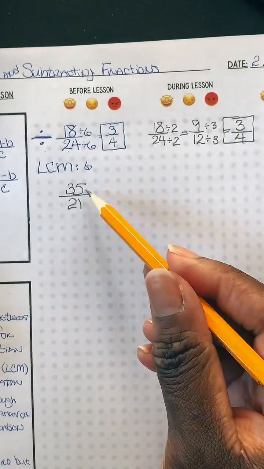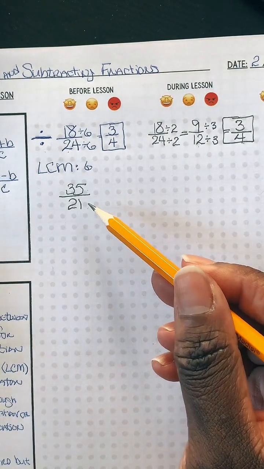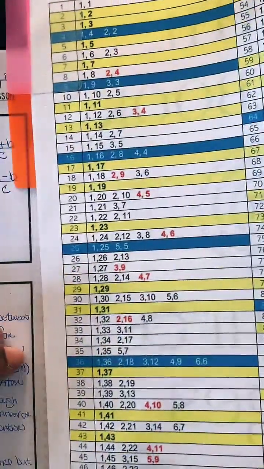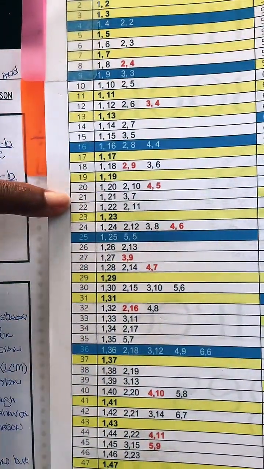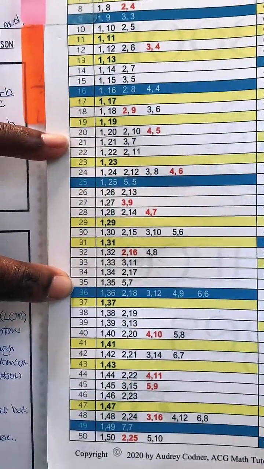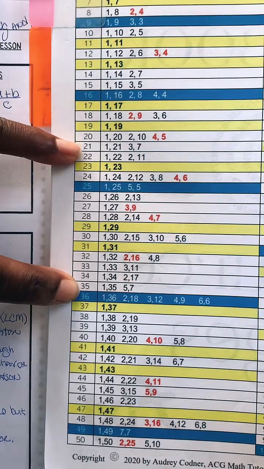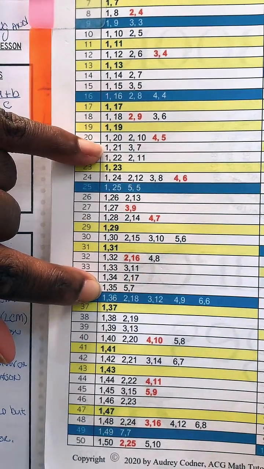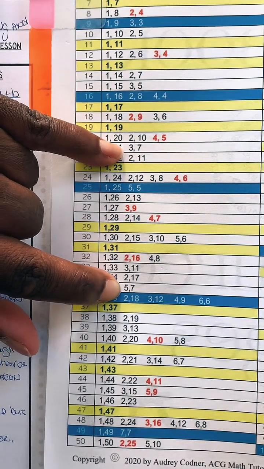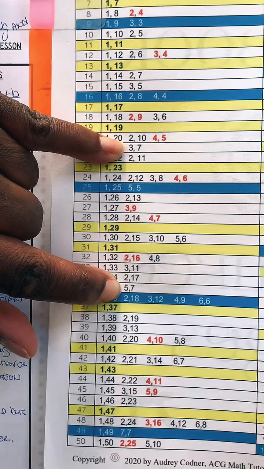Now, 35 and 21. We want to know what number they have in common. So we have our 21 and we have our 35. All right. So other than 1, what do we have in common? Obviously 21 and 35 is not going to work. Then we have 3 and 5. That's not going to work.